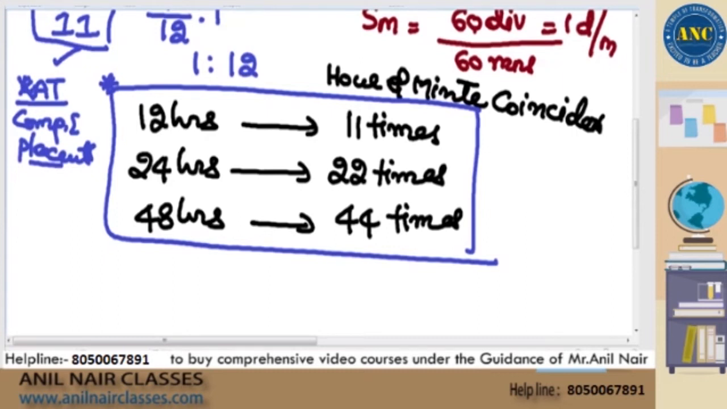This concept, is it clear? Then again I will change the question. I hope it is clear. Shall I go to the next concept? It is clear, right? In 12 hours, both the hands of a clock will coincide 11 times. There is another way, right?